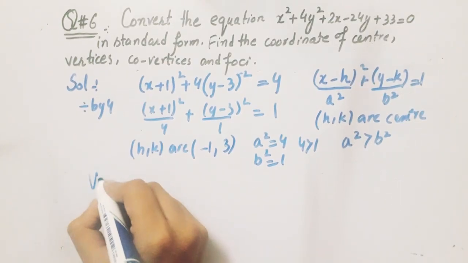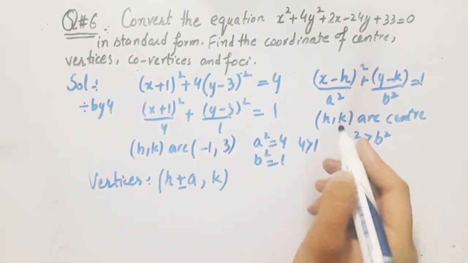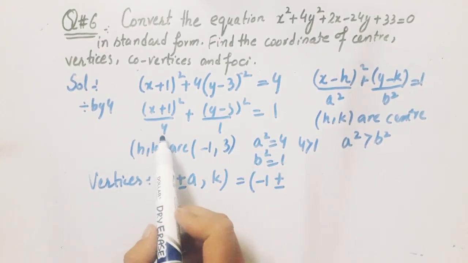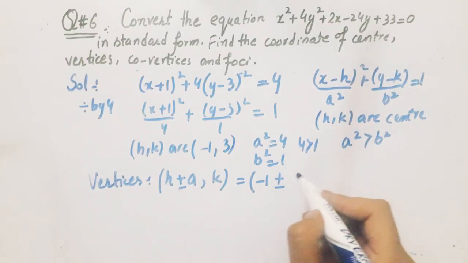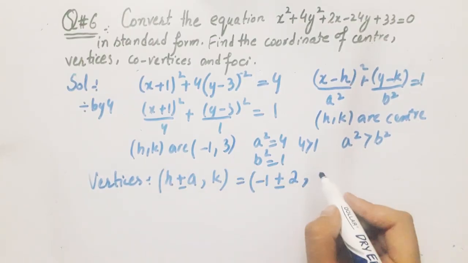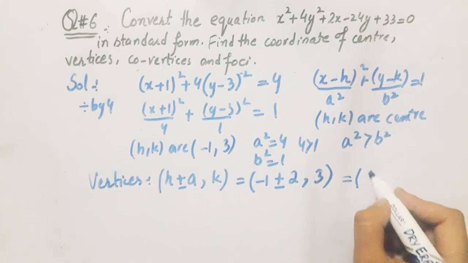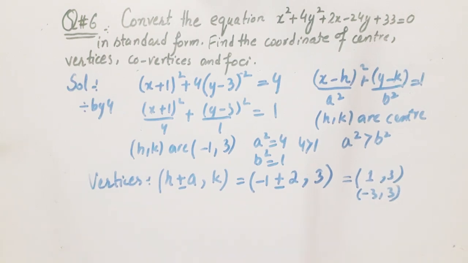So you will write the vertices are (h plus minus a, k). The value of h you know is -1, and plus minus a means a is equal to 2. You have already found out a square is equal to 4, so a is equal to 2, and the value of k is 3. Now the vertices will be -1 plus 2 is 1 and 3, and -1 minus 2 is -3 and 3. So these are the vertices. Now we will find the co-vertices.